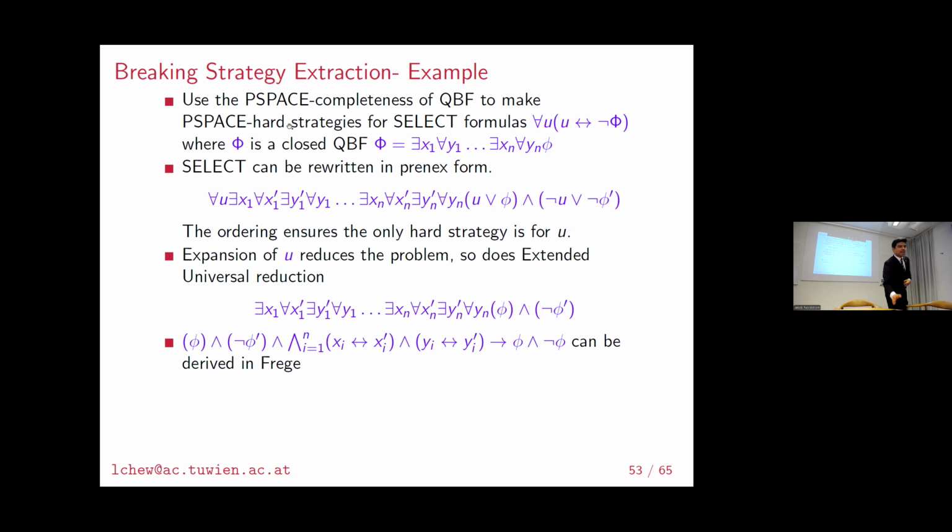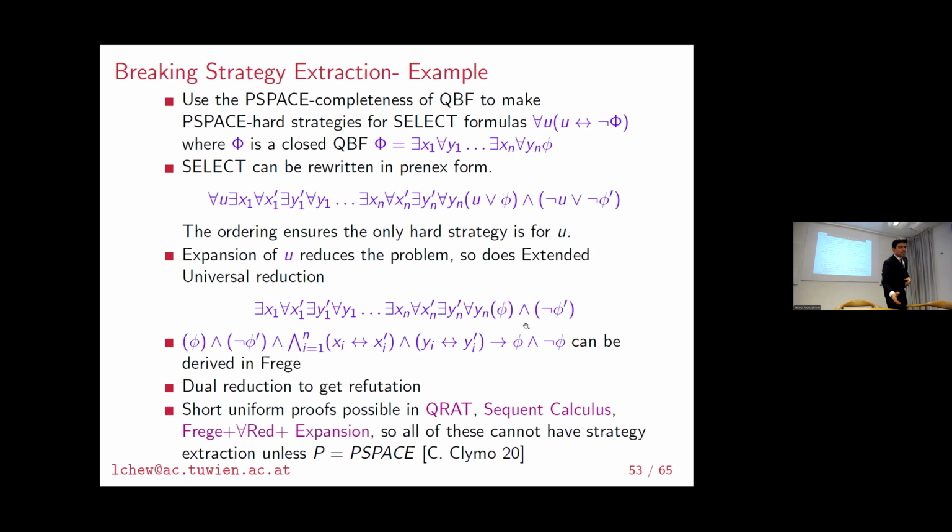And QRAT can do extended universal reduction, which can do the same sort of thing. It could also do expansion by simulating it as well. So because this particular QBF has an easy strategy, we can just do what we did for extended QU resolution and plug in those strategies and then solve this in extended resolution, or in Frege in this case. And get these very easy derivations. And we can simulate all those rules in QRAT as well. So it means that we have short uniform proofs in QRAT and some other things as well.